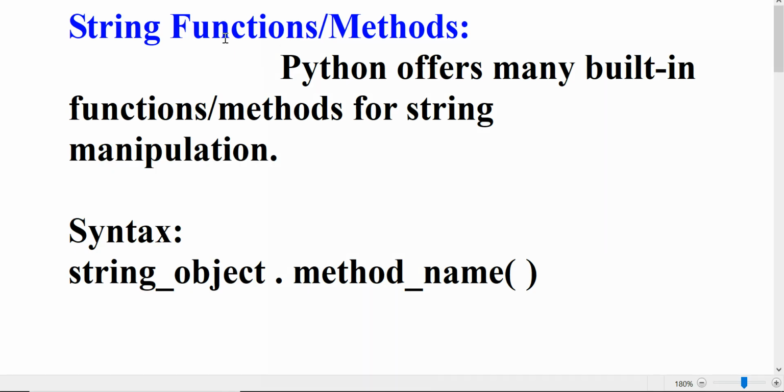So the next concept is string functions. Another name for function is a method. Python offers many built-in functions for string manipulation. So what is the syntax for a string function? First is a string object, which is nothing but the variable name. Next is a dot operator. Next is the function name, and the parenthesis means it is called as a function.